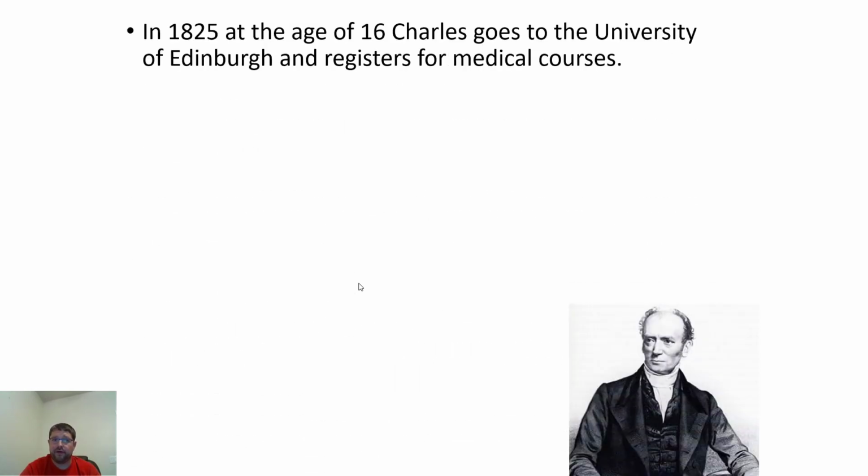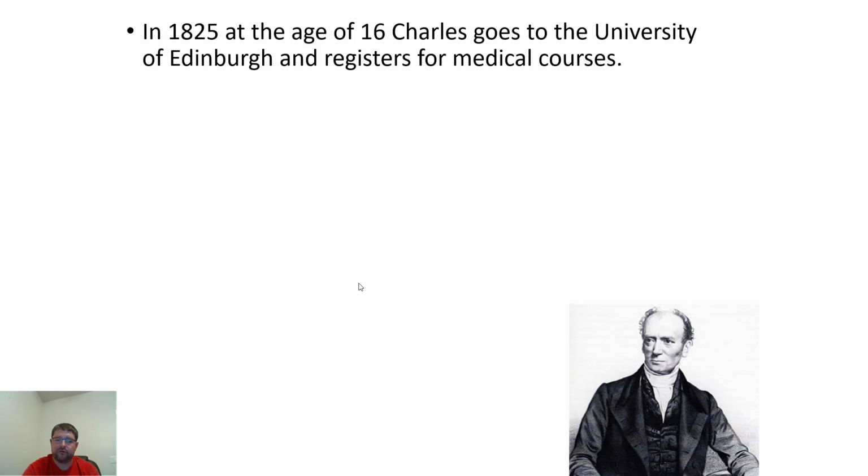He then went to the University of Edinburgh when he was 16. And like I said before, his father was choosing what his son should do as an occupation. And his father's first choice for Charles was a medical doctor. So after Darwin went to school, he entered the university as a medical student. And so he took medical courses.